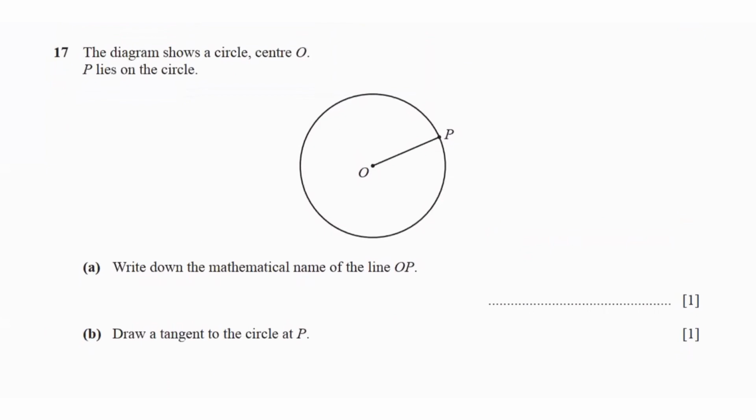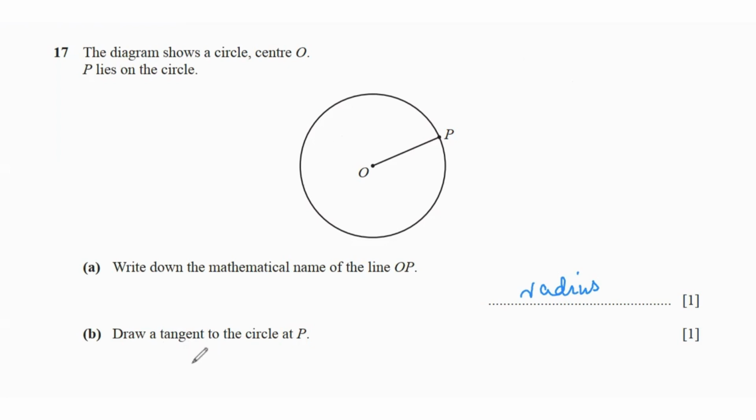Question 17 says, a diagram shows a circle, center O, P lies on the circle. Write down the mathematical name of the line OP. So when your distance is starting from the center and going towards the circumference, or the boundary of the circle, that's basically your radius. If the distance was going from one point on the circumference to another point on the circumference while passing through the center, then that would be the diameter, which is twice the radius.